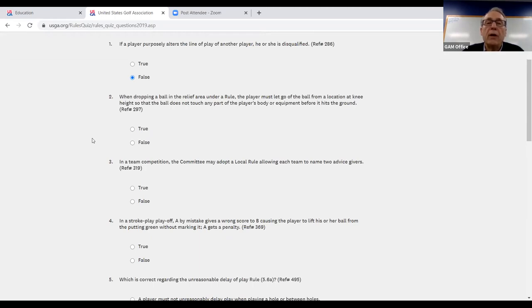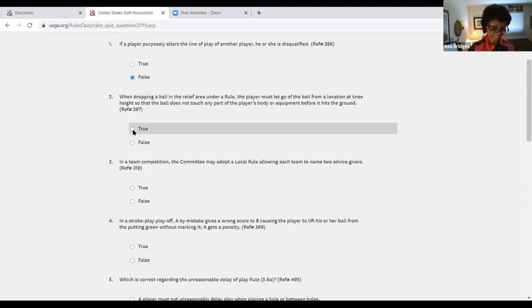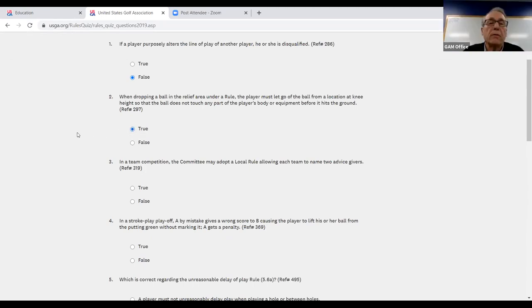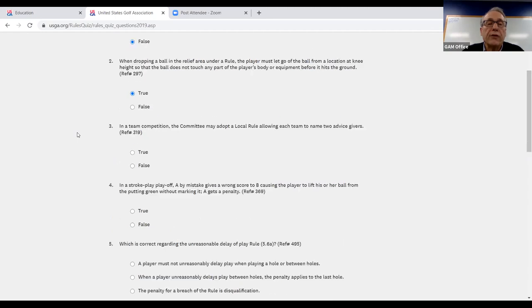When dropping a ball in the relief area under a rule, the player must let go of the ball from a location at knee height so that the ball does not touch any part of the player's body or equipment before it hits the ground. True or false? True. True. There seems to be a lot of consensus on true being the answer to number two.